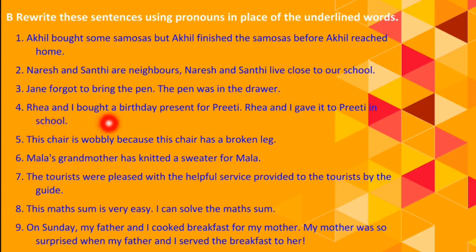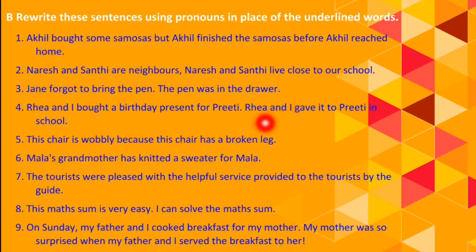Ria and I bought a birthday present for Preeti. Ria and I gave it to Preeti in school. The underlined words are Ria and I here, and also Preeti. So, Ria and I bought a birthday present for Preeti. The first time we keep that, and we can avoid repetition of Ria and I. So we can replace the words with we.